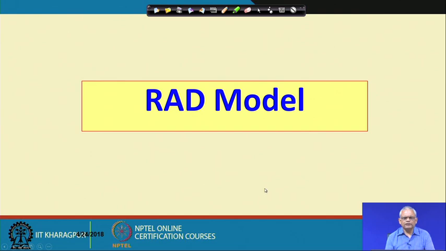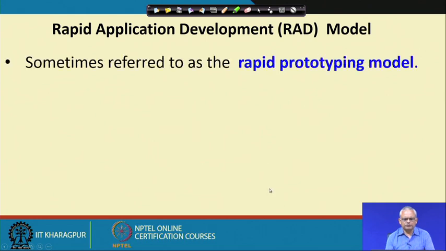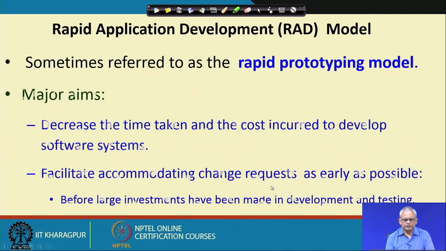Now, let us look at the RAD model. The RAD model stands for Rapid Application Development Model. This is also a popular model. It is also called the Rapid Prototyping Model. As the name rapid indicates, the emphasis here is to reduce the development time and the cost, and also it facilitates accommodating changes as early as possible.